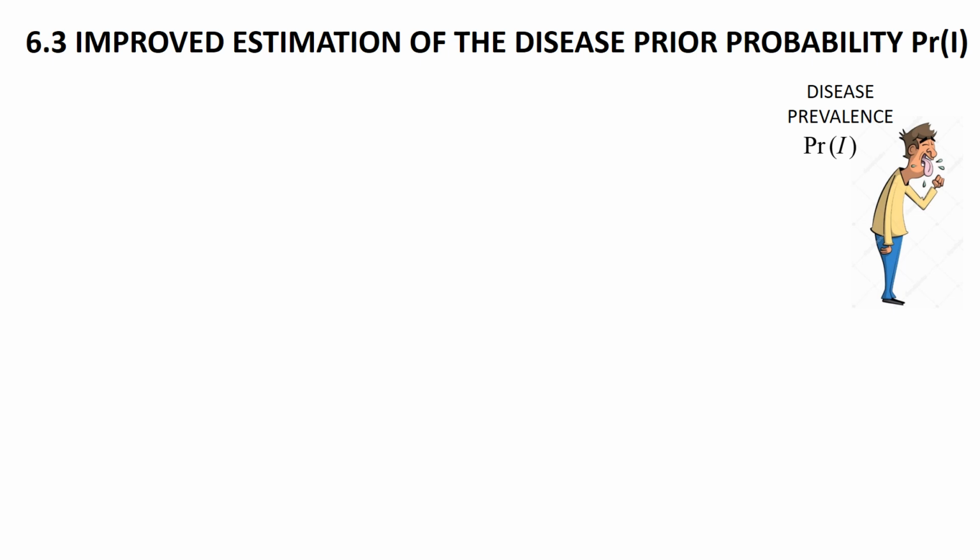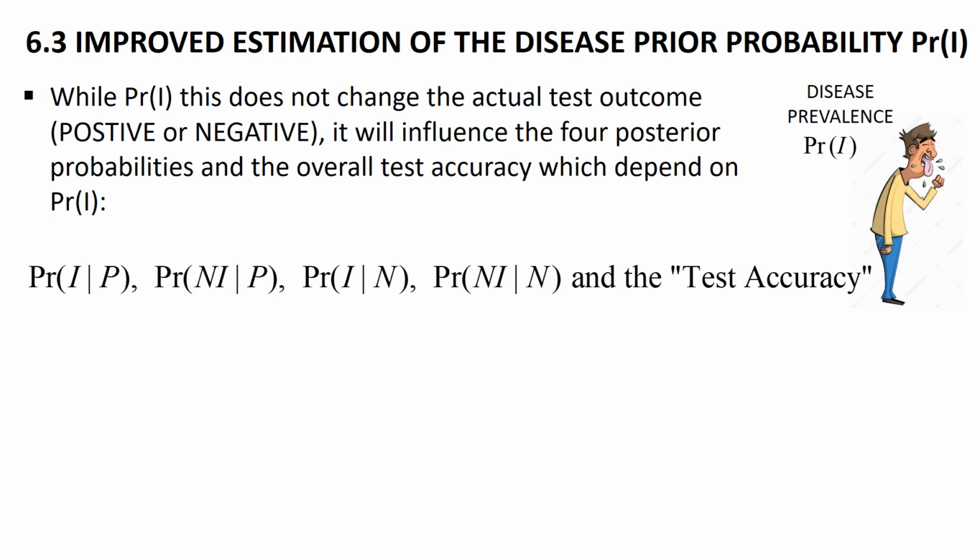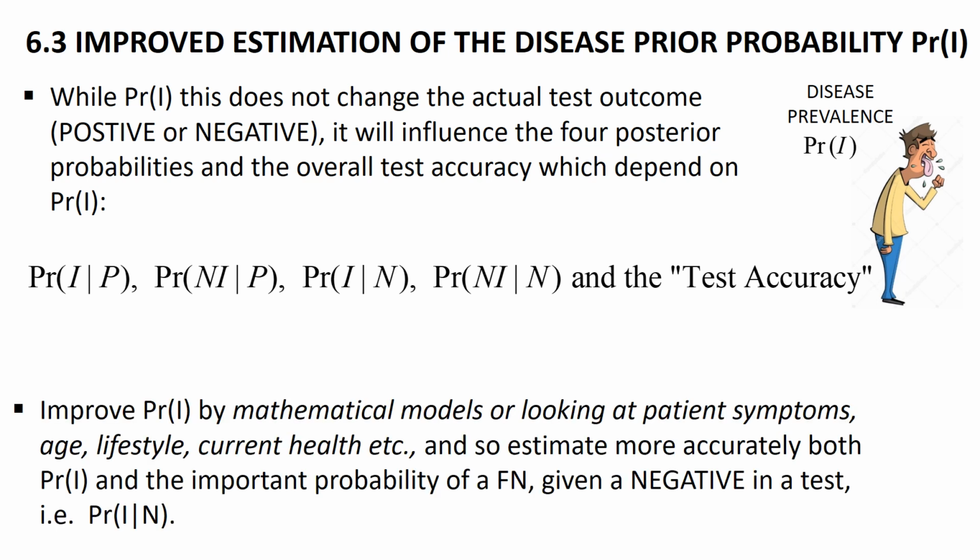So another way that you can have errors, or how you could improve on those errors, is, I said before that you can't really change the disease prevalence. I should really have had another parameter, which is not the disease prevalence, but when you present, what is the likelihood that you have the disease, and that likelihood can increase by looking at your symptoms. So while the prior does not change the actual test outcome, it will influence the posterior probabilities and the overall test accuracy, which depend on the prevalence of the disease.